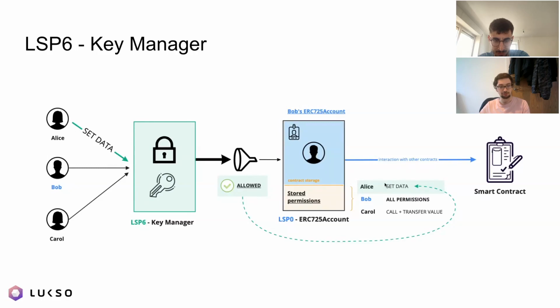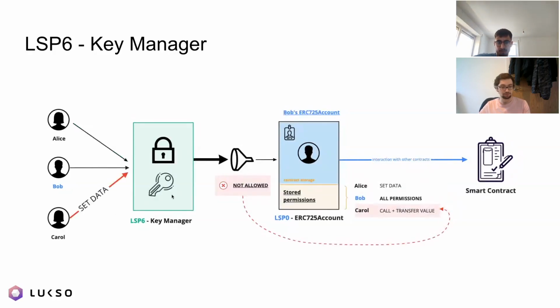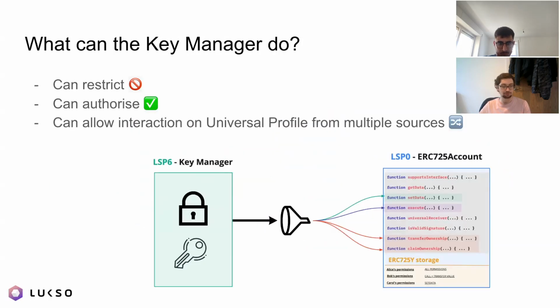So here it has set data, and this set data is going to allow for call and let it go through on the account. And if another user tries to do an action that it doesn't have a permission for, it will not authorize. So here Carol tried to do set data, but it has only the permission call and transfer value, so it does not allow. So you can think of it like that. It can restrict, you can authorize, and you can allow interaction from multiple sources. I think it's really based on how you interpret the permission system.